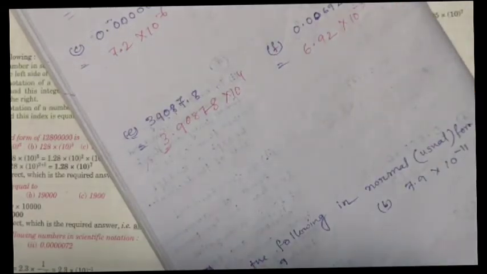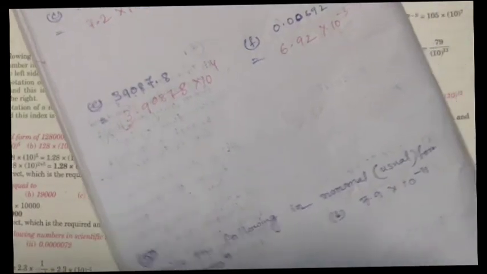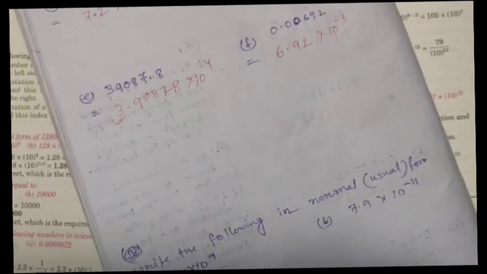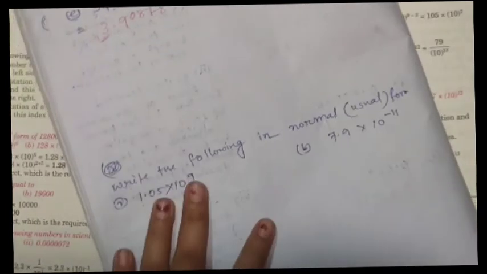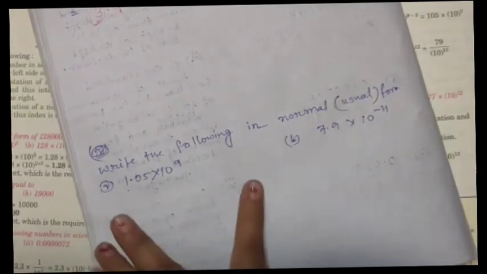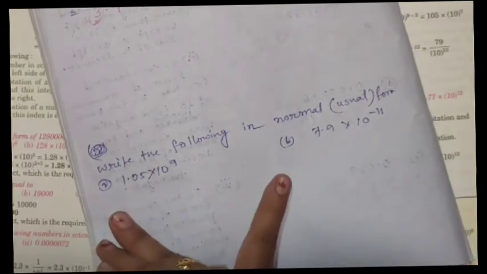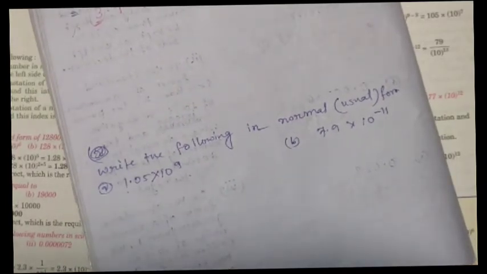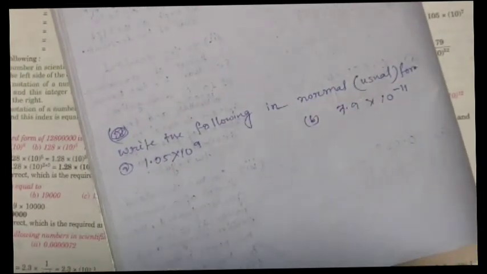Okay. So this is how you can convert any number into standard form. Now the next point is write the following in normal, usual form. Okay, normal form e likhte hobe. Here some scientific notation or standard forms are given. You have to convert this into normal form. Okay. 1.05 multiplied by 10 to the power 9.